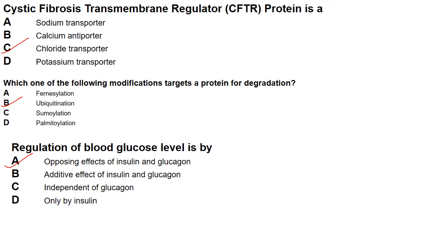Regulation of blood glucose level is. So it is due to opposing effects of insulin and glucagon. So insulin allows the cell to absorb glucose from the blood, while glucagon triggers a release of stored glucose from the liver. So regulation of blood glucose is by opposing effects of insulin and glucagon.